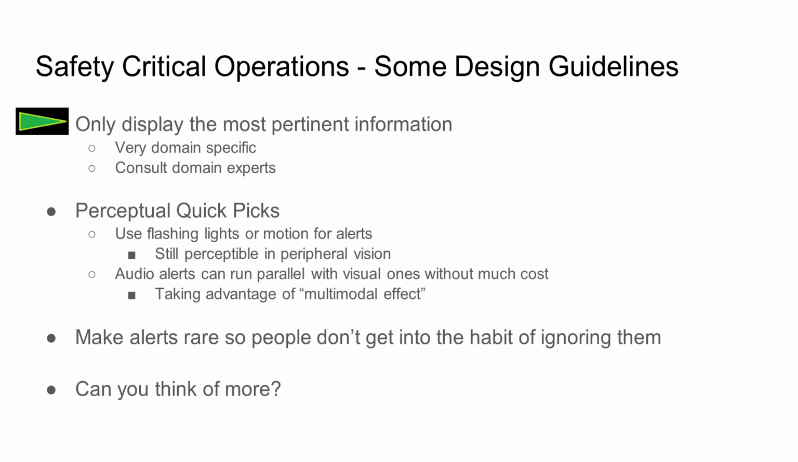We also have some quote-unquote quick hints or quick picks perceptually. One favorite one that I have, which ties into last week's topic, is flashing lights. So we learned last week that our peripheral vision is pretty low resolution, but it's actually quite sensitive to motion or things that change over time. So flashing lights is something really effective that we would be able to perceive even at our peripheries.